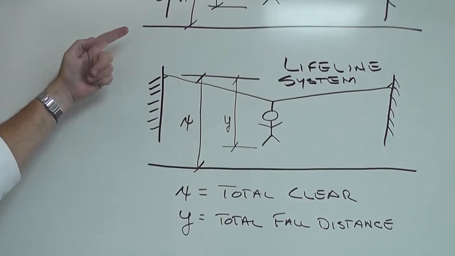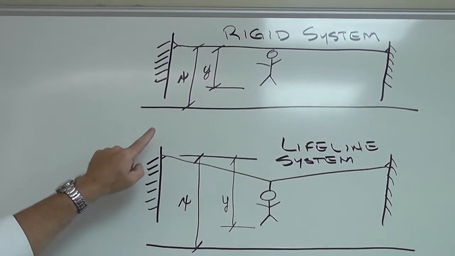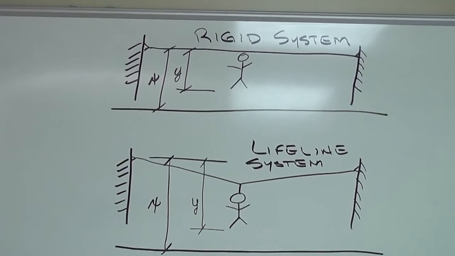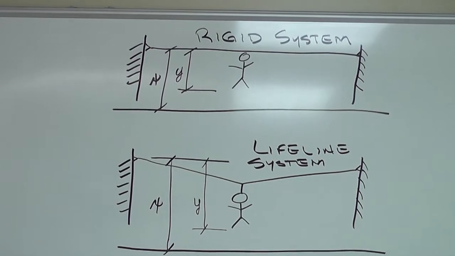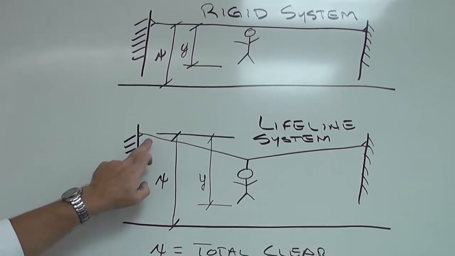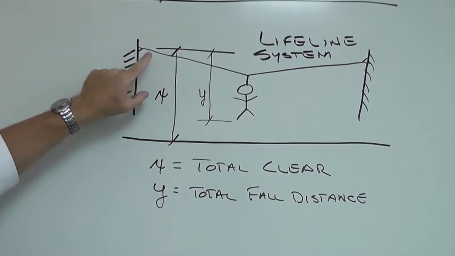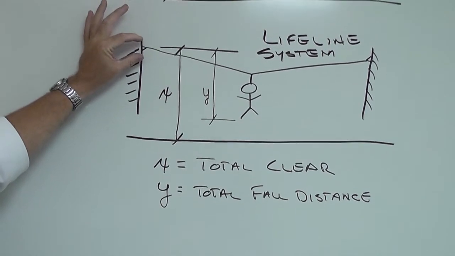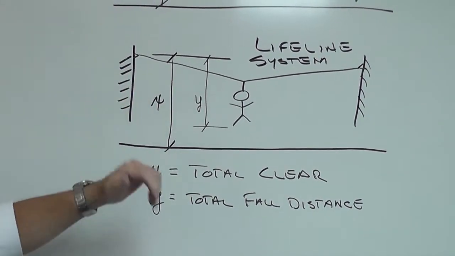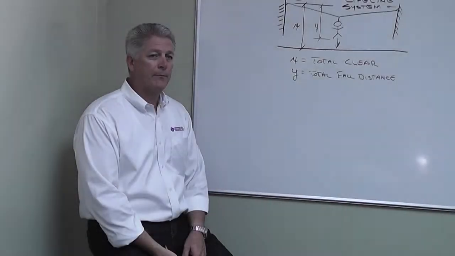In a rigid system, it's very common that your fall distance is never going to exceed the total clear distance, because in a rigid system, the fall is arrested much quicker because there's no absorption to the system. In a lifeline system, there's absorption through the connection points, there's absorption through the length of the cable, there's absorption because there's typically some type of an external shock absorber involved, which allows more slack to the cable, which all adds to the overall fall distance.